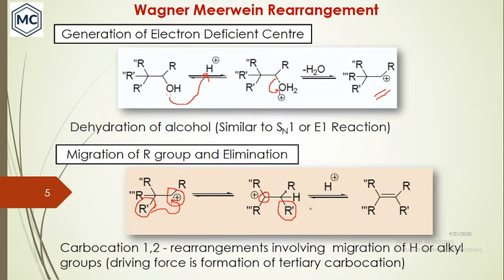And next one is, after the migration of the R group, elimination occurs. And this hydrogen gets eliminated. This is a very fast reaction, and you get an alkene. So this is a general scheme or a mechanism of Wagner Meerwein rearrangement.